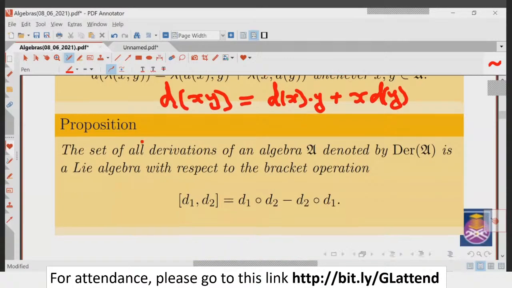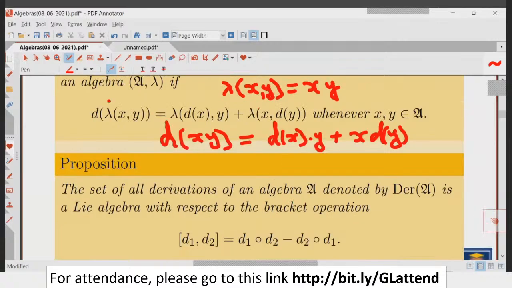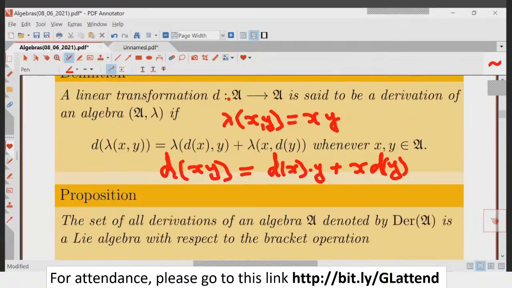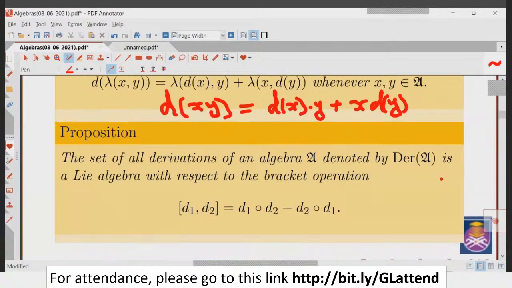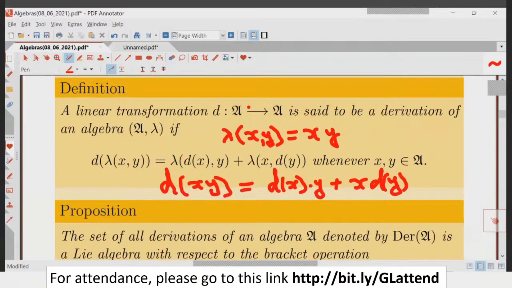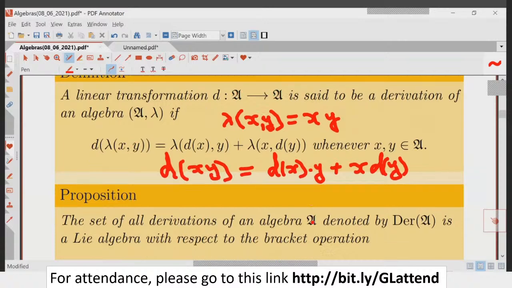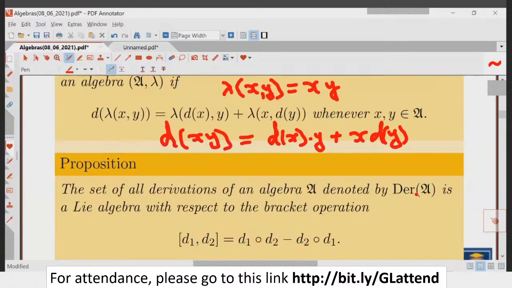Okay, so proposition. Now we will consider some algebra A, and the set of all such linear transformations satisfying this condition. We will collect them and denote them Der A. So that is some set of functions given on A, from A into A, satisfying this Leibniz rule. Denote by Der A.